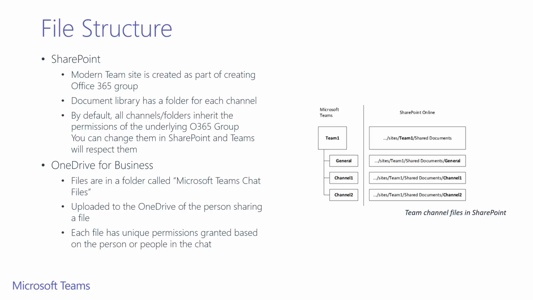In OneDrive for Business, when we share files in one-to-one chats or one-to-multi-person chats, private chats as we call them, the files themselves will be placed in a folder of the sender called Microsoft Teams chat files. So when I go to chat with someone and I share a file, we will actually upload that file to the OneDrive of the person that wants to share it, share that particular file out, and set the unique permissions as necessary based on the person or people in the chat.